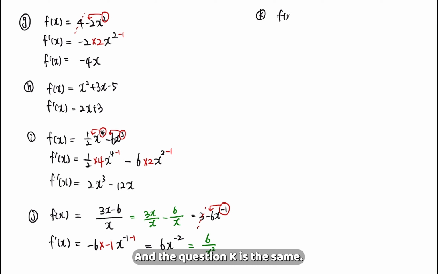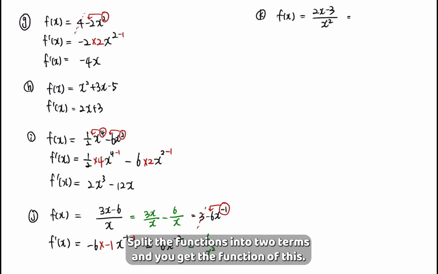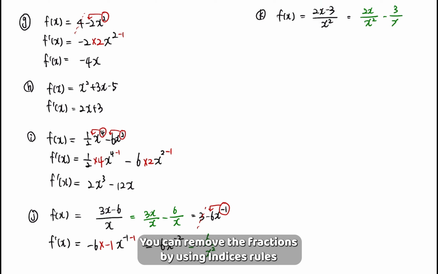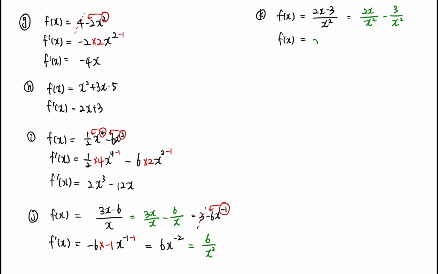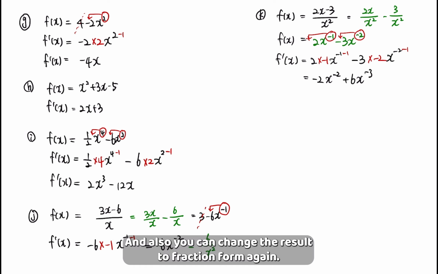And question K is the same. Split the function into 2 terms and you get the function of this. You can remove the fractions by using indices rules, then the function is here. When you do the differentiation, move down minus 1 and x to the power of minus 1 minus 1. And minus 3 times minus 2, x to the power of minus 2 minus 1. Then f prime x is now written as this. And also you can change the result to fraction format again.